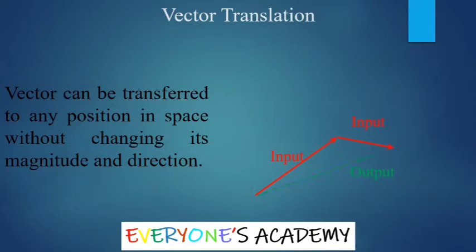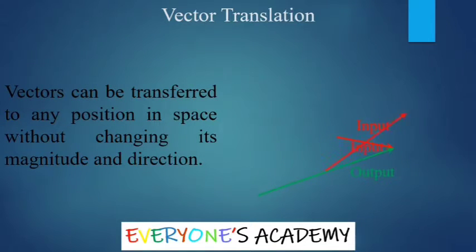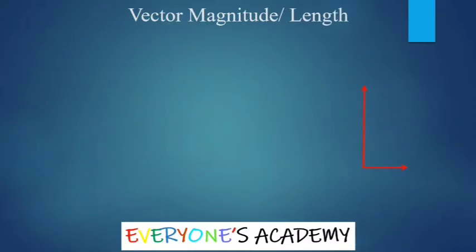Similarly, one can transfer the vectors in any position without altering their magnitudes. So this is another example. Here again we can see that both the vectors are meeting at the tail. That is why we need to transfer this vector to the head of another vector. So this is transferred now.